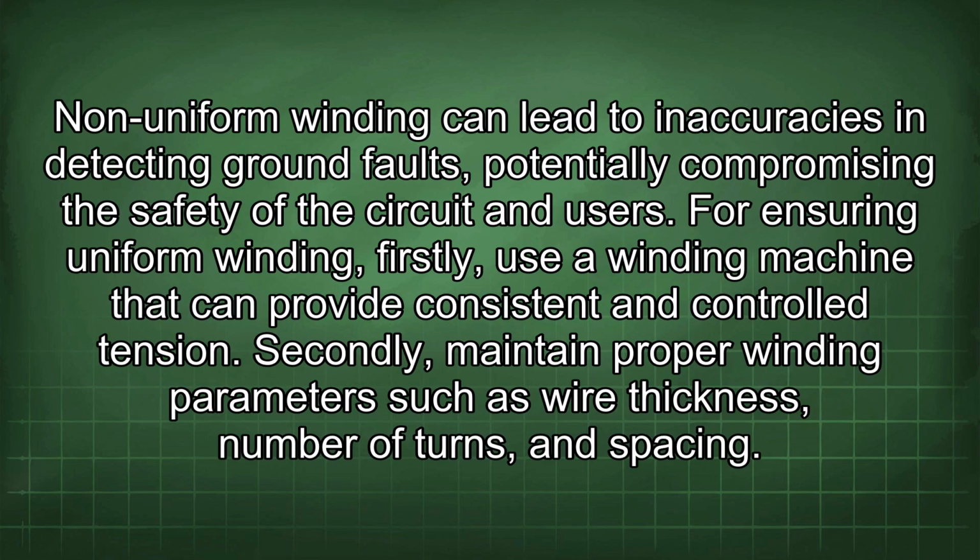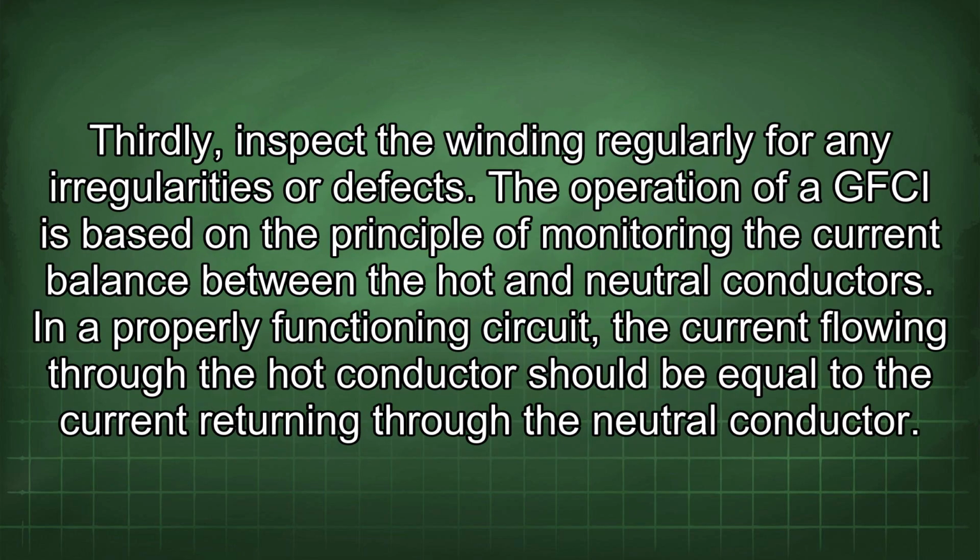Non-uniform winding can lead to inaccuracies in detecting ground faults, potentially compromising the safety of the circuit and users. For ensuring uniform winding, firstly, use a winding machine that can provide consistent and controlled tension. Secondly, maintain proper winding parameters such as wire thickness, number of turns, and spacing. Thirdly, inspect the winding regularly for any irregularities or defects.